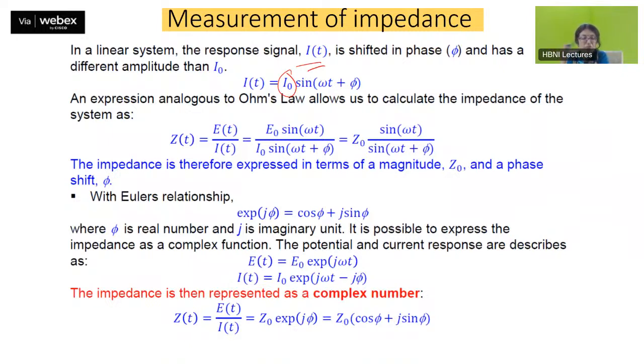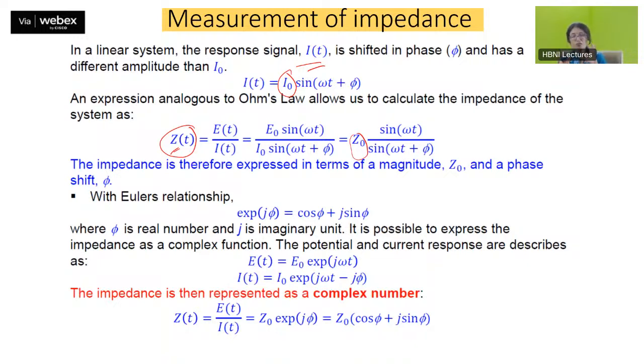It is simple mathematics. An expression analogous to Ohm's law allows us to calculate the impedance of the system. This impedance is generally given by Z. Z(t) is nothing but E(t) divided by I(t). Ultimately, what you have is Z0 sin(omega t) divided by sin(omega t + phi).